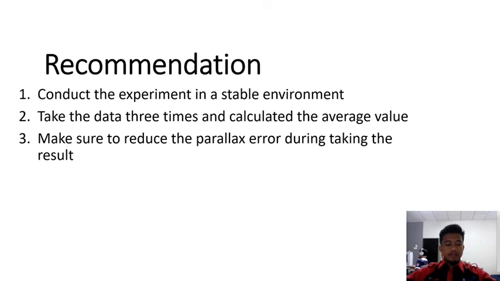And the final part of the experiment is the recommendation. First of all, conduct the experiment in a stable environment, which means don't shake or even touch the table, as this will alter the result. Next, take the data 3 times and calculate the average value. This will help you to get a more accurate result. Finally, make sure to reduce the parallax error when taking the results by making sure that the eye of the observer is perpendicular to the scale of the data.